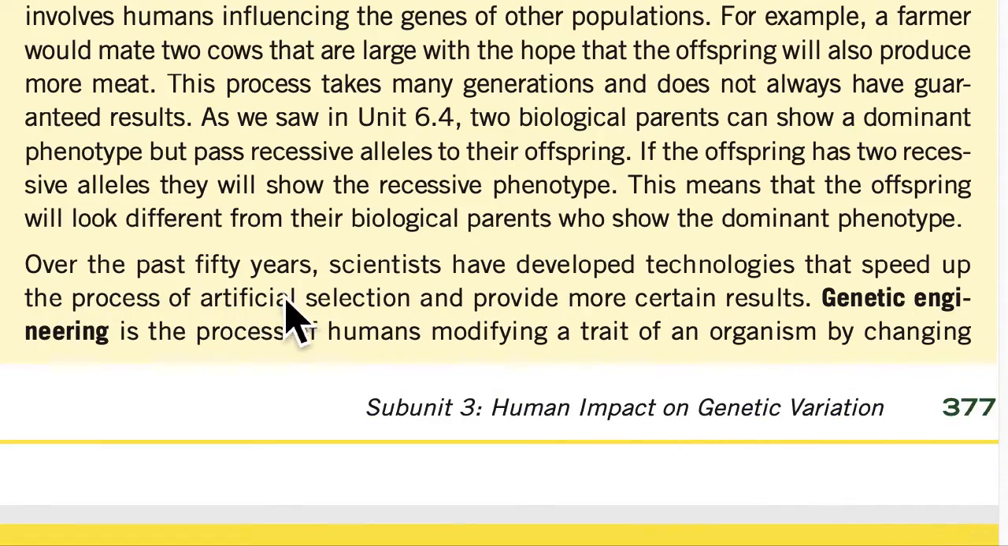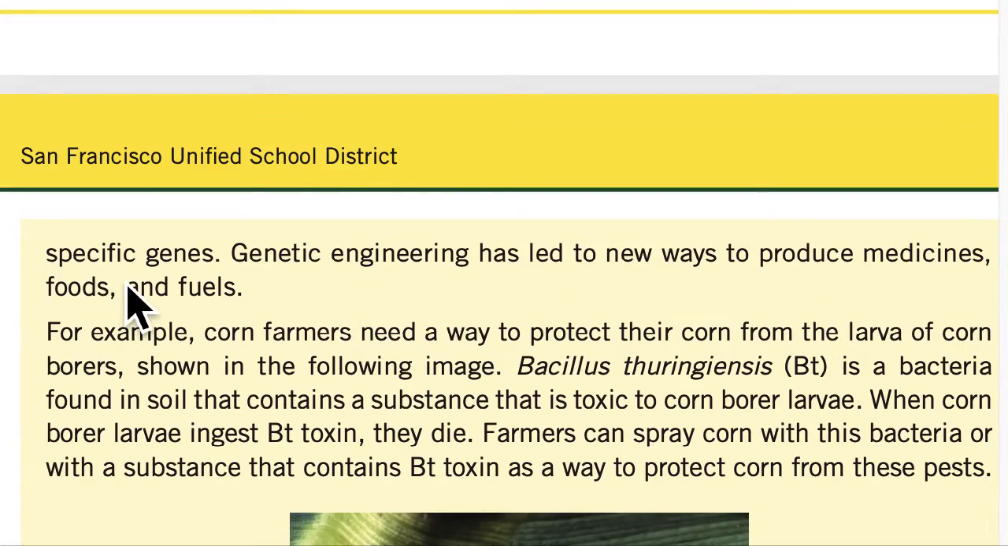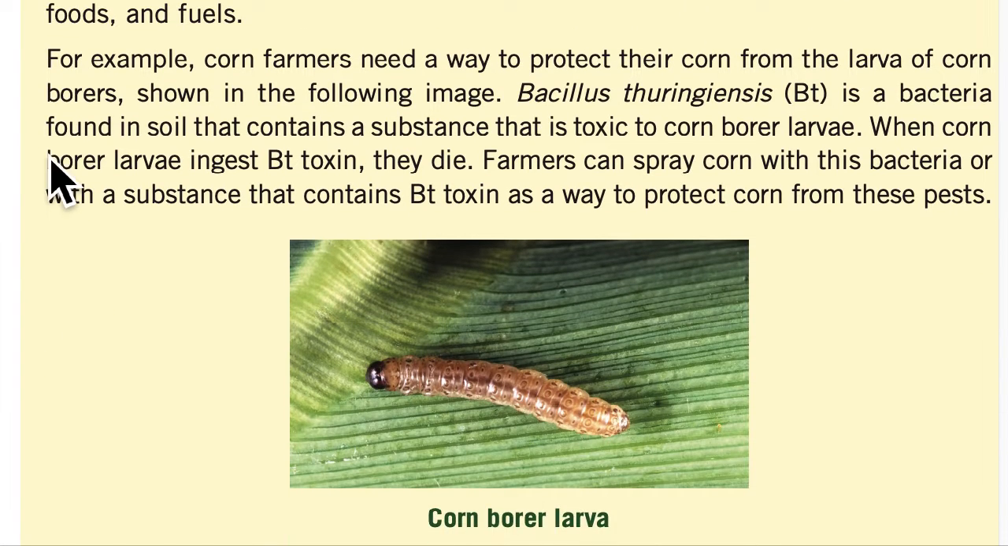Over the past 50 years, scientists have developed technologies that speed up the process of artificial selection and provide more certain results. Genetic engineering is the process of humans modifying a trait of an organism by changing specific genes. Genetic engineering has led to new ways to produce medicines, foods, and fuels.